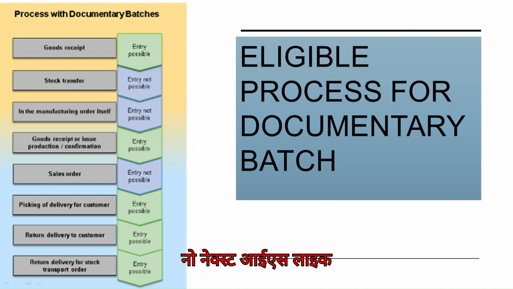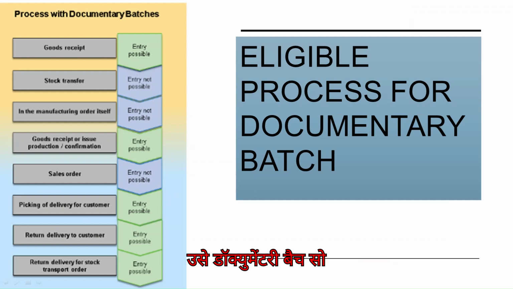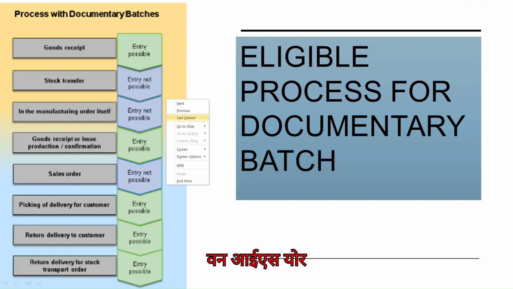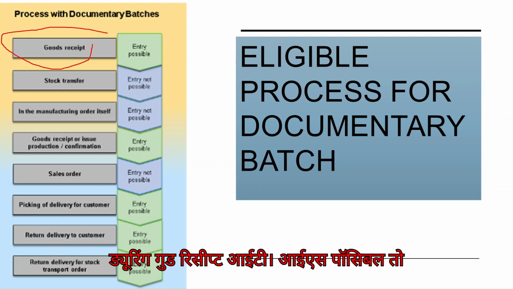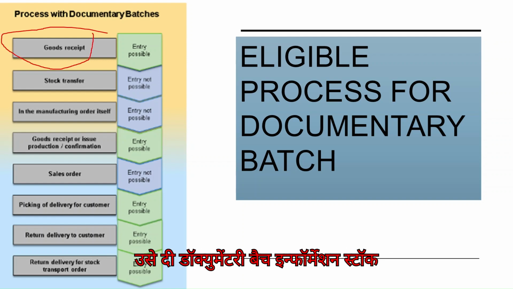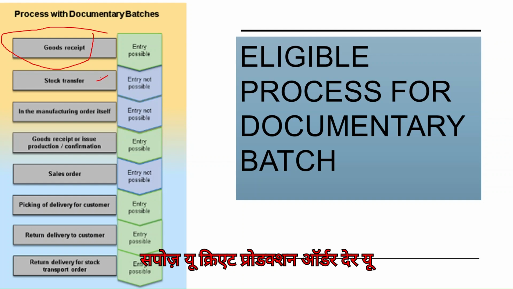Next, what are the processes? There are different processes, but which processes are eligible to use the documentary batch? One is your goods receipt. During goods receipt, it is possible to use the documentary batch information. In stock transfer, you can't use the documentary batch. In a manufacturing order itself, suppose you create a production order, there you can't assign your documentary batch.